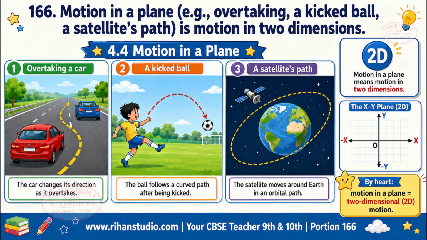4.4. Motion in a plane. Motion in a plane, for example, overtaking, a kicked ball, or a satellite's path, is motion in 2 dimensions. When motion needs 2 directions on a flat surface, it is 2-dimensional or 2D motion, like a car overtaking, a kicked ball's curved path, or a satellite's orbit. By heart, motion in a plane equals 2-dimensional, 2D motion.